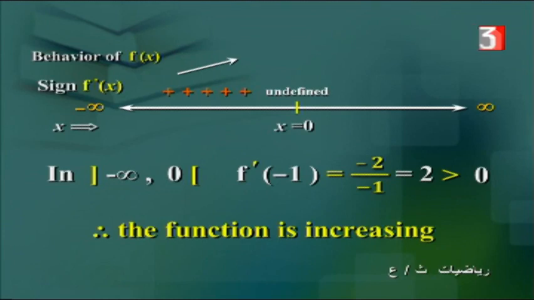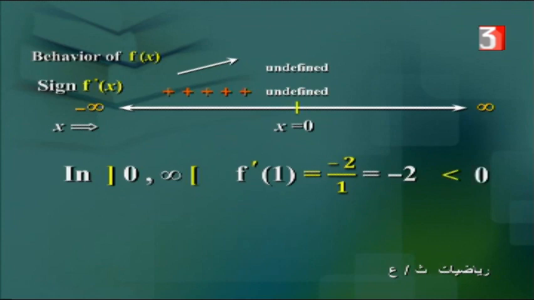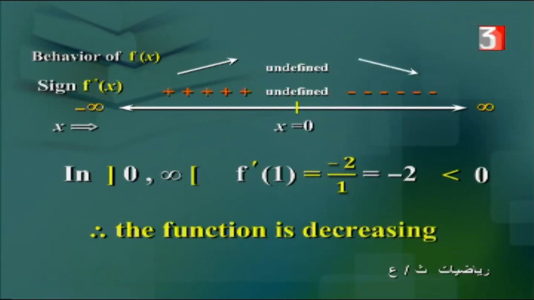And in the open interval 0 to infinity, f dash 1 equals negative 2 over 1, which equals negative 2, smaller than 0. Then f dash 1 is negative in this interval, and the function f is decreasing in the open interval 0 and infinity. Then the graph of the function 3 minus log x power 2 to the base e is increasing in the open interval negative infinity and 0 and decreasing in the open interval 0 and infinity.